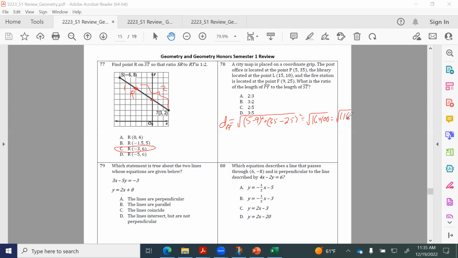Now, that doesn't really come out to a whole number, so we could simplify it. A perfect square that goes into this is 4. So I can split it into 4 times 29. The square root of 4 is 2, so I got 2 square root of 29. Great. Do the distance formula for the next one, the distance of ST. Plug it in.